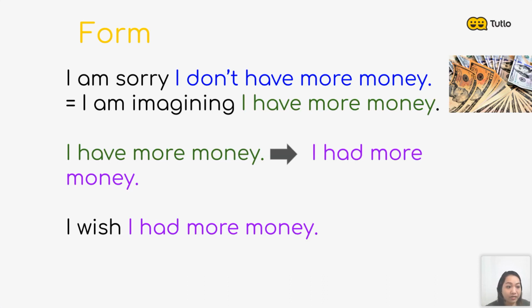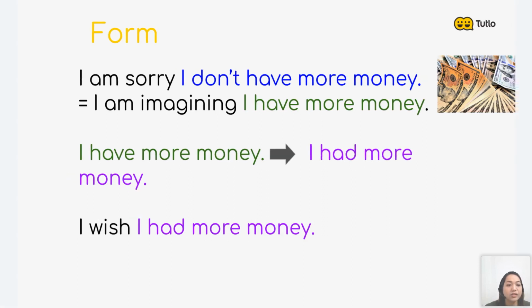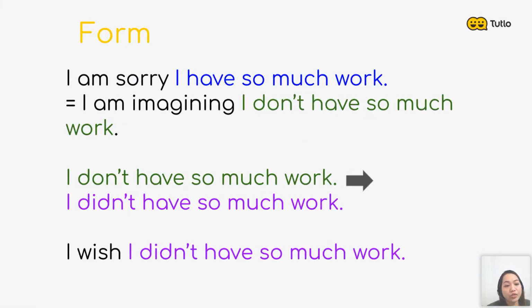You understand? Well, let's try another one, shall we? Take a look at this. For instance, the situation is, I am sorry, I have so much work. Probably you want me to help you with something, however, I couldn't. Now, I'm trying to imagine that I don't have so much work. Since I don't have so much work, that's the opposite, so you put it in past form.